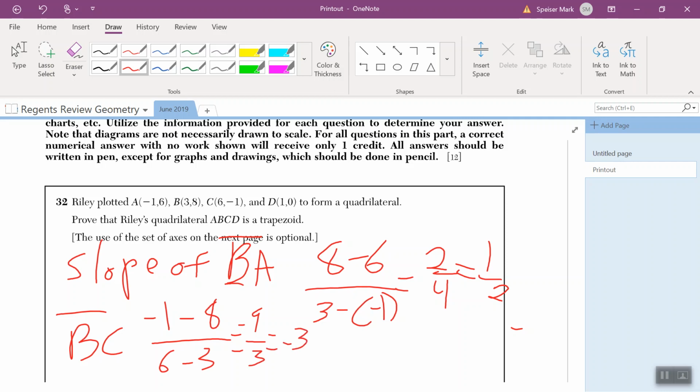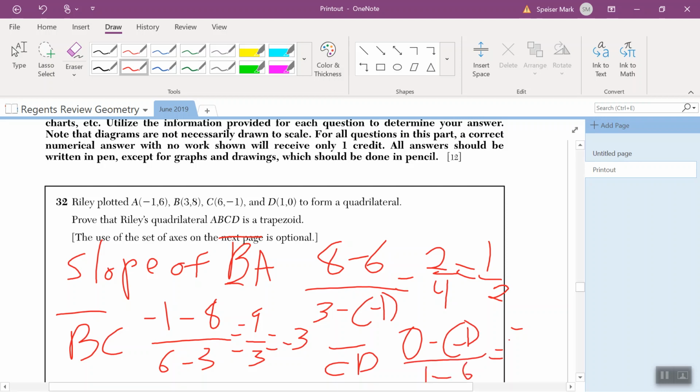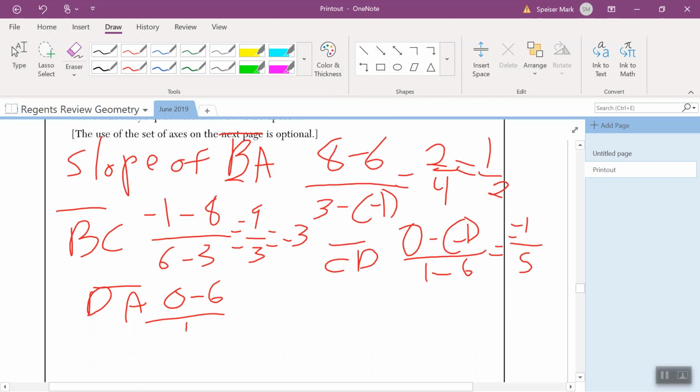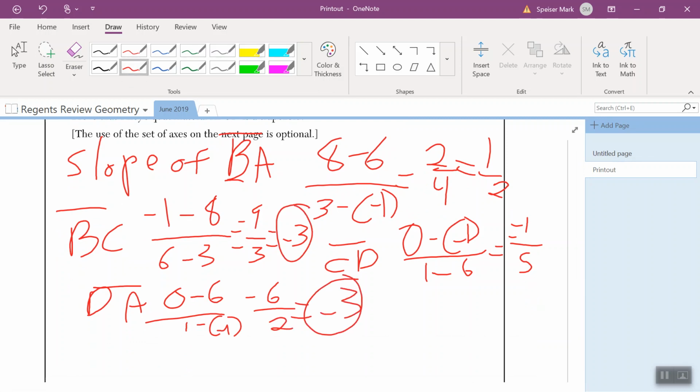Then you take the slope of CD, which is 0 take away -1 over 1 minus 6, which is -1/5. And the last slope, which is DA, which is 0 take away 6 over 1 take away -1, which is -6 over 2, or -3. We got our goal, two sides have the same slope.